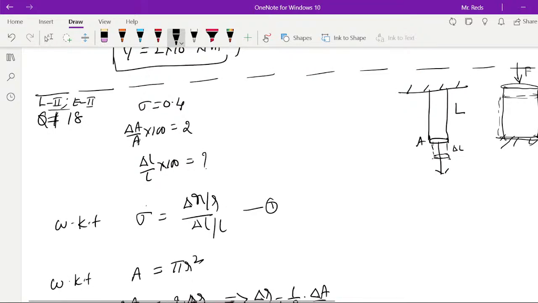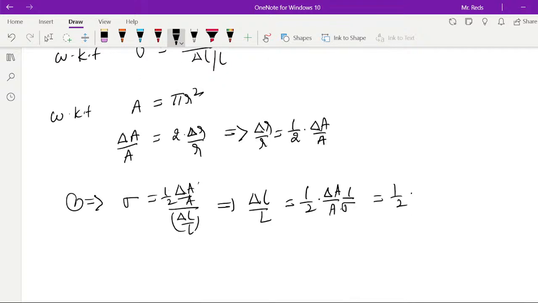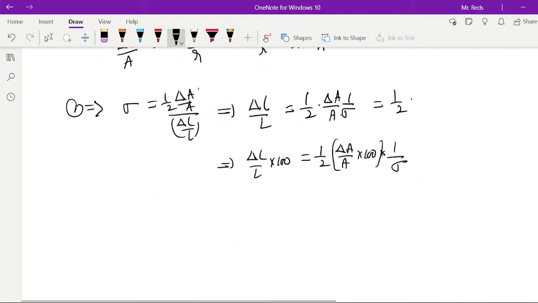You also want to find what percentage increase in length, right? Multiply both sides by 100. Then delta L by L into 100 is equal to half into delta A by A into 100, then into 1 by sigma. The delta A by A into 100 gives percentage change in area, but the left side gives percentage change in length. So the percentage increase in length is equal to half into the percentage decrease in area, which is 2, into 1 by sigma.